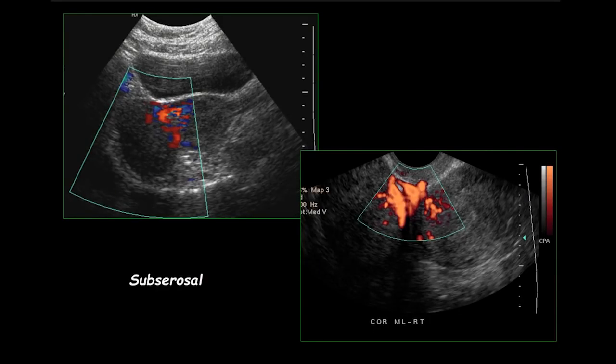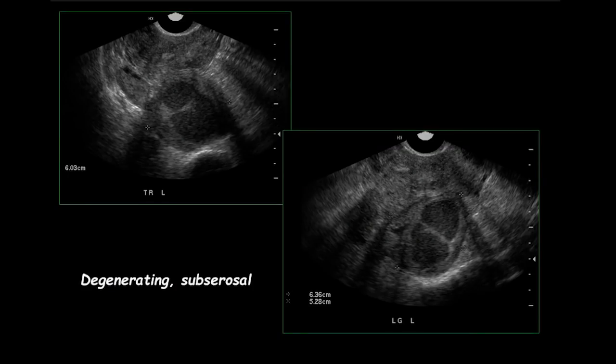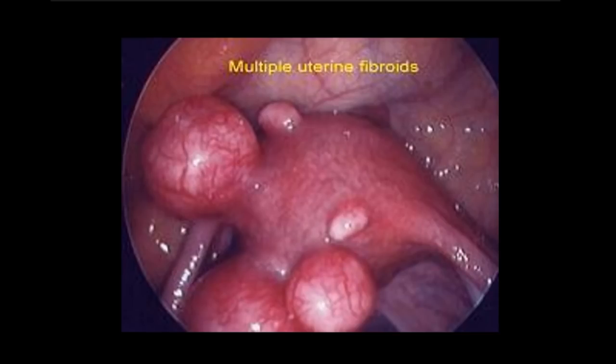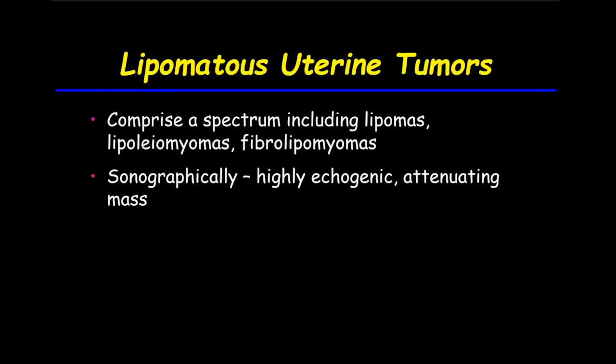Transabdominal and transvaginal images of this patient demonstrate bridging vascularity to a subserosal pedunculated myoma. Transvaginal images in this patient demonstrate a subserosal pedunculated myoma with two focal hypoechoic regions representing cystic degeneration within the myoma. This is a photo from laparoscopy demonstrating multiple myomas.